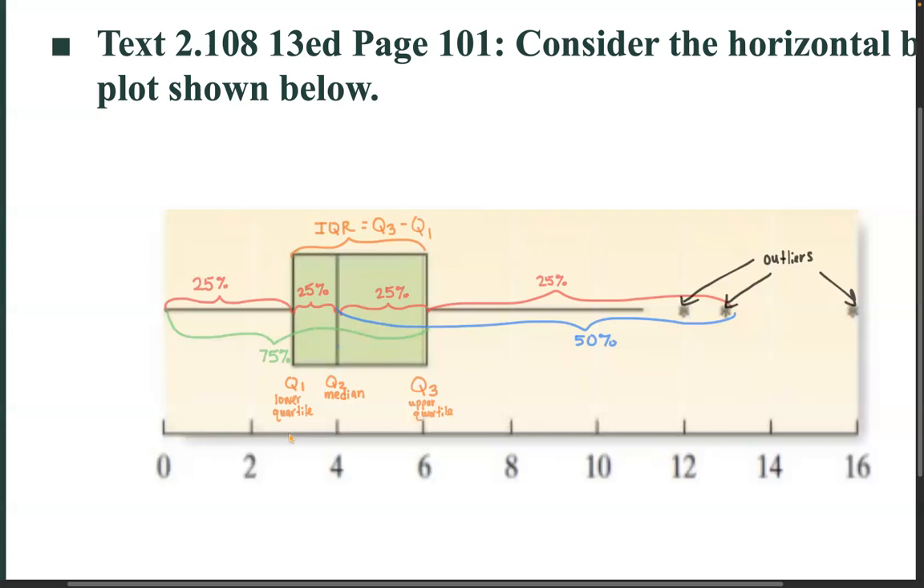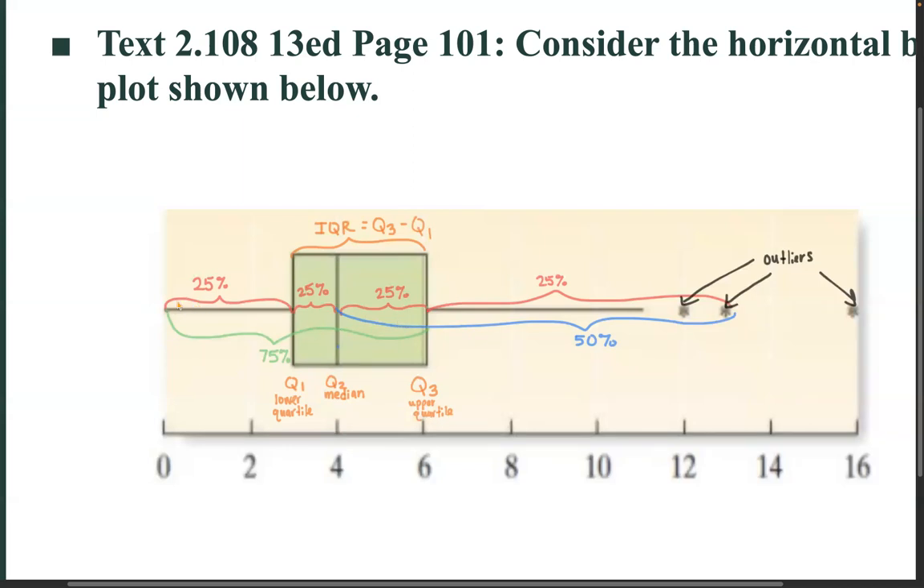And then we want to know what the interquartile range is. That's the upper quartile minus the lower quartile. So that would be 6 minus 3. So this range is around 3. Is the data set skewed to the left, skewed to the right, or symmetric?